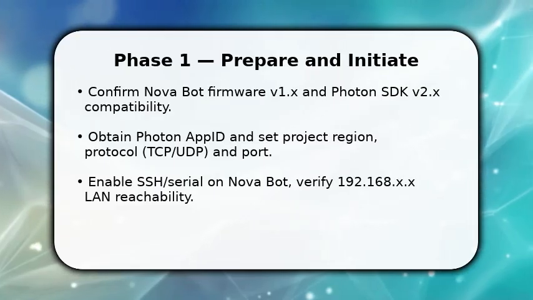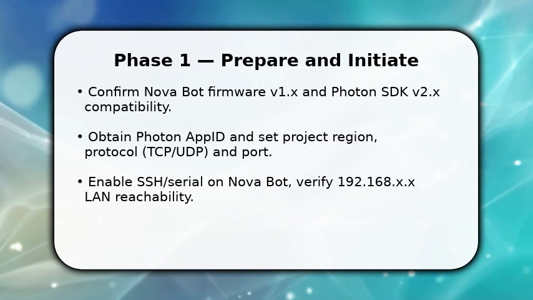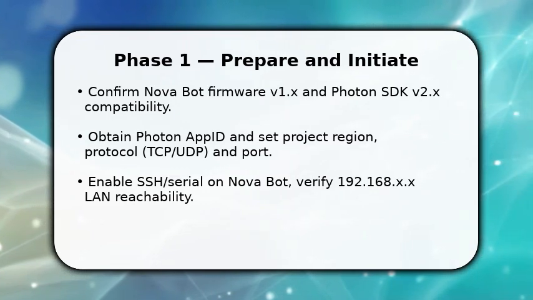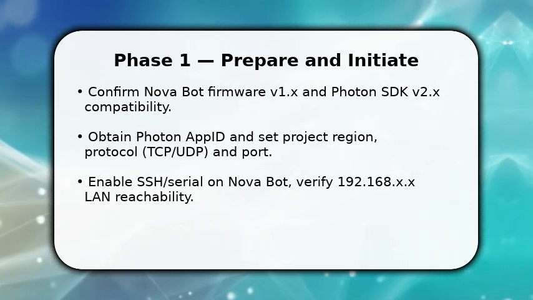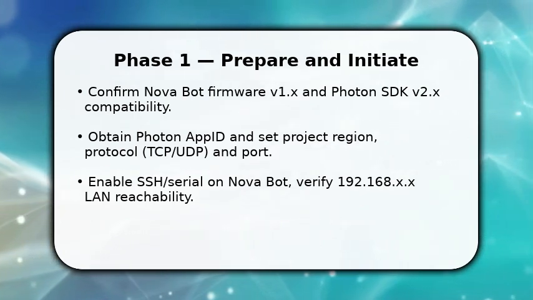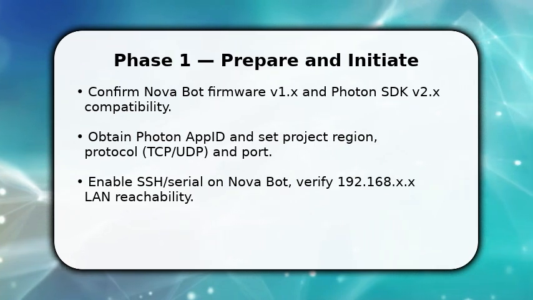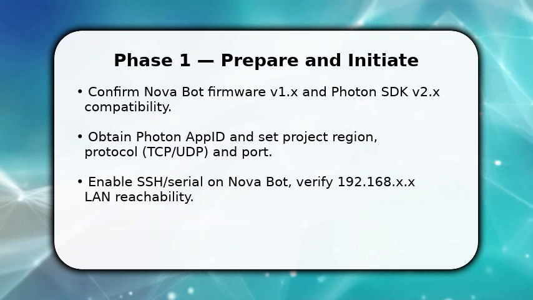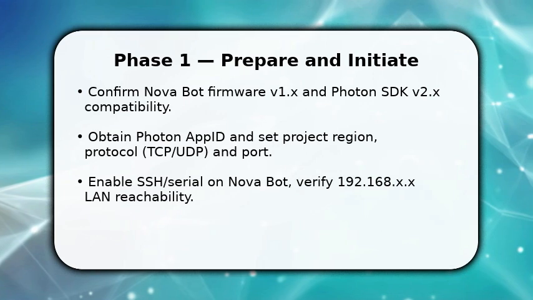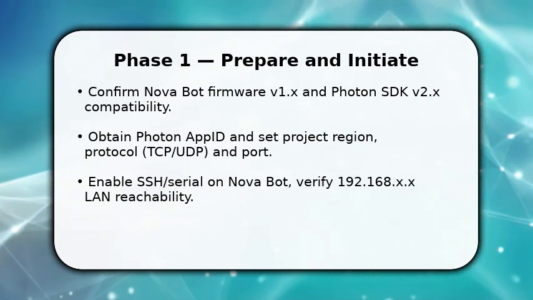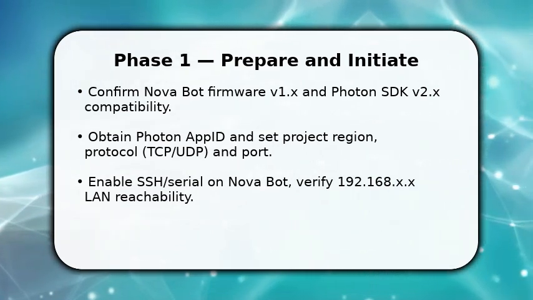You start by making sure the basics match. NovaBot firmware and the Photon SDK must be compatible, otherwise the handshake fails. Once done, paste your Photon app ID into the bot config and pick the region and protocol, TCP for reliability, UDP for low latency. Make sure you can reach the robot on 192.168.x using SSH or serial.